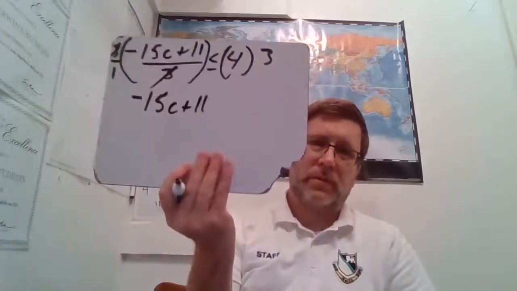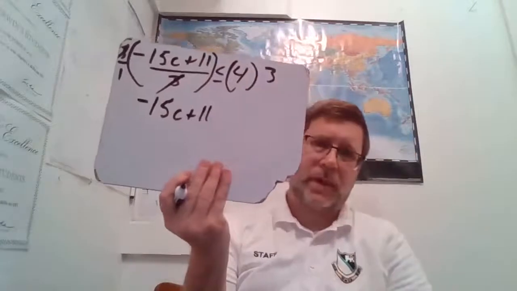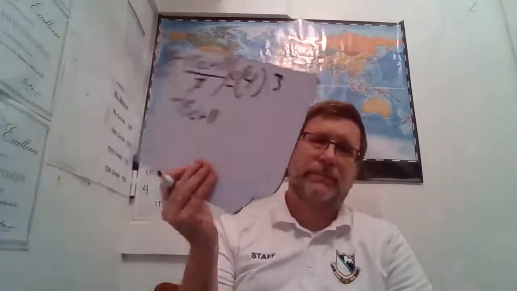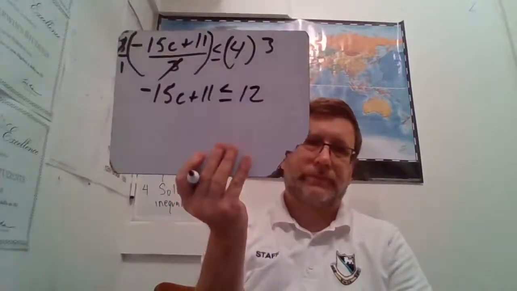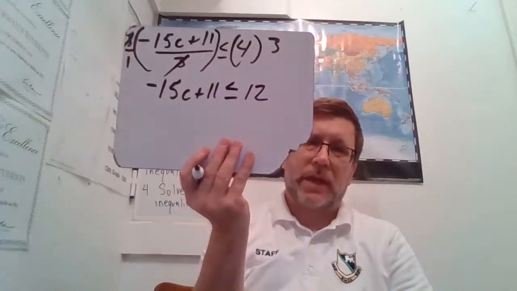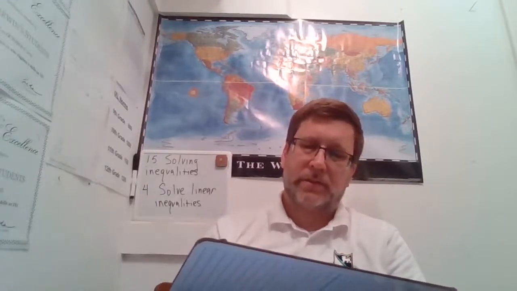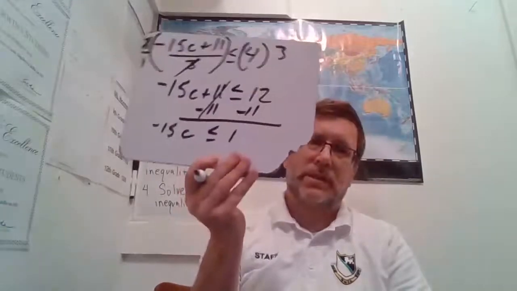So we got negative 15c plus 11. You might think, well, what's going on there? We just keep the top, the bottom one goes away. Negative 15c plus 11 is less than or equal to 12. There's a plus 11. You just subtract both sides by 11, because it was a plus 11. So you do the opposite operation, which is subtract the 11. Negative 15c is less than or equal to 1.